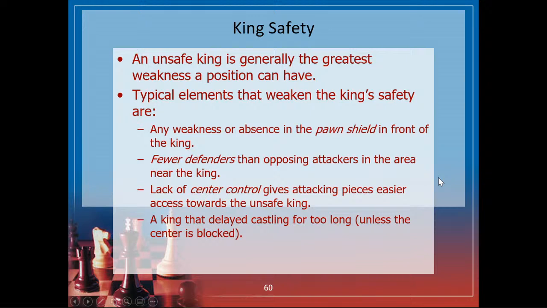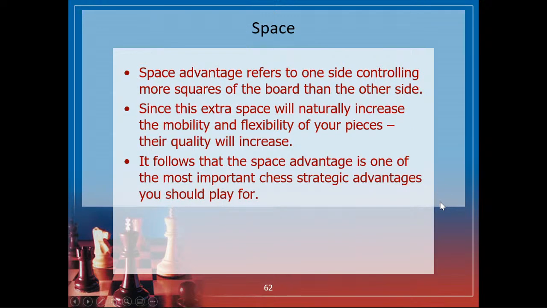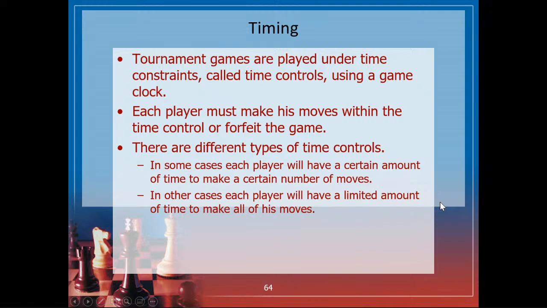King safety. An unsafe king is generally the greatest weakness in your game. Pawn structure. The quality of your pawn structure can usually be judged by these factors: how it supports and affects the mobility of the pieces, how dynamic it is, the presence of weaknesses like isolated pawns, and the squares which have been permanently weakened by the pawn moves. Talks about our tempo, our timing a little bit.